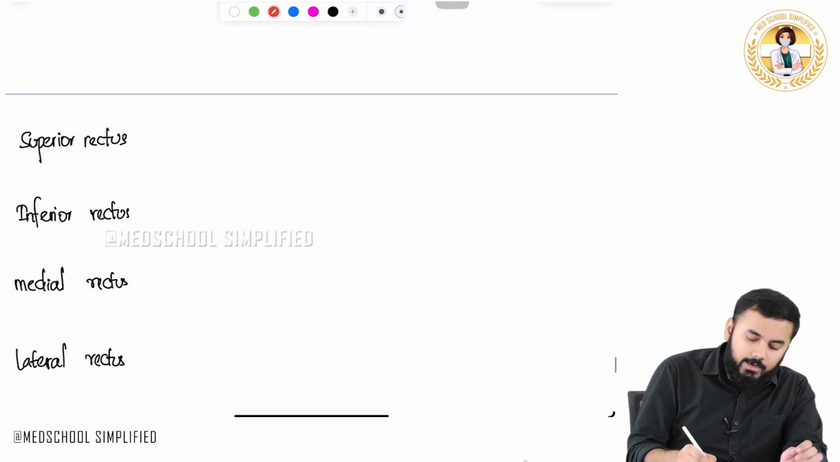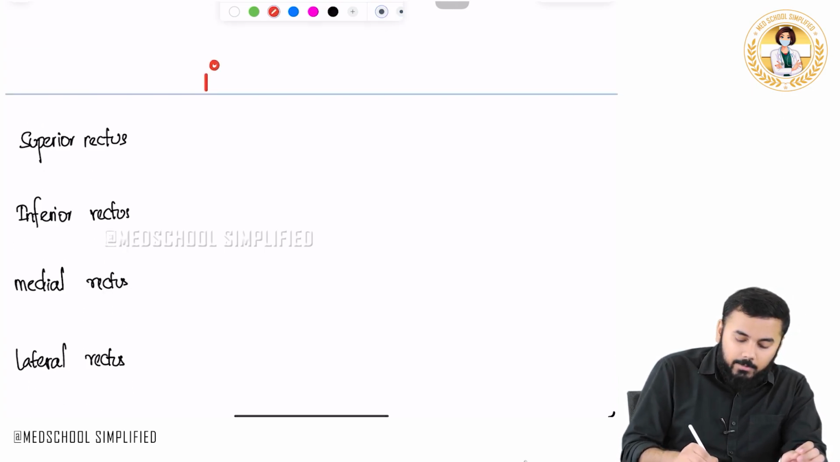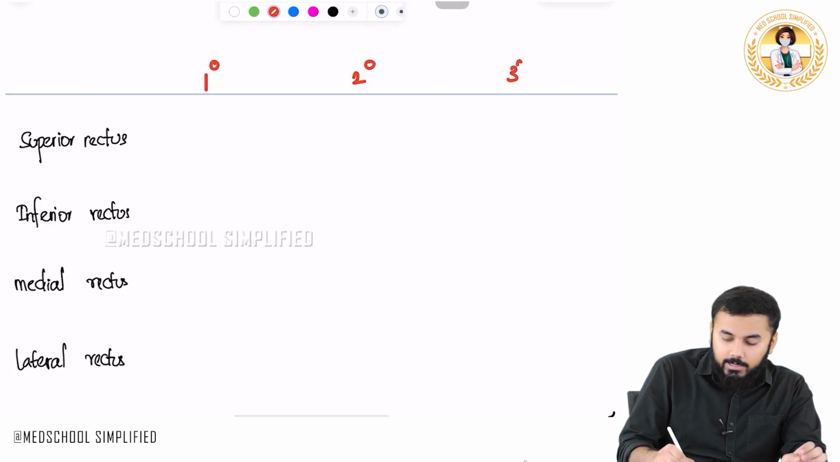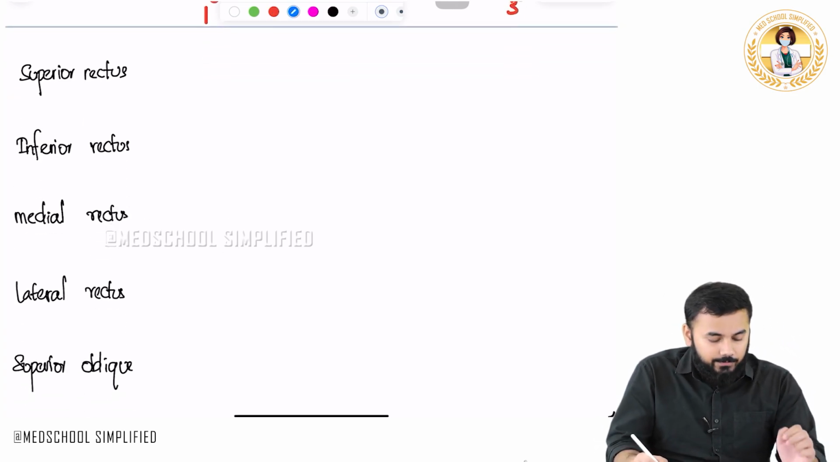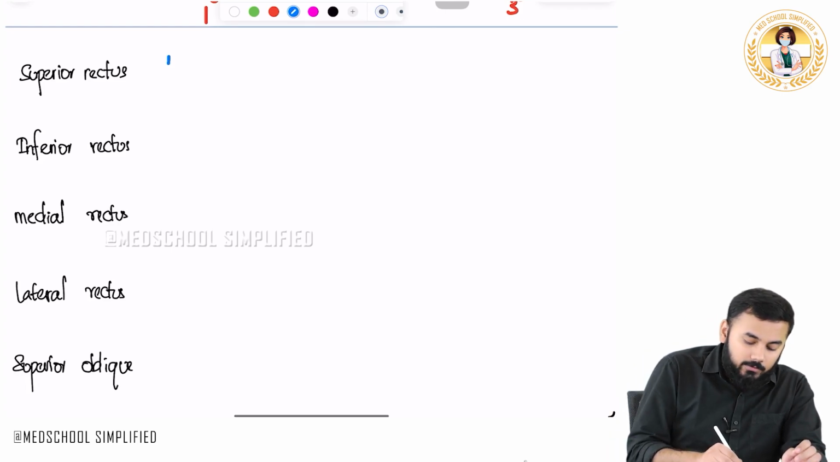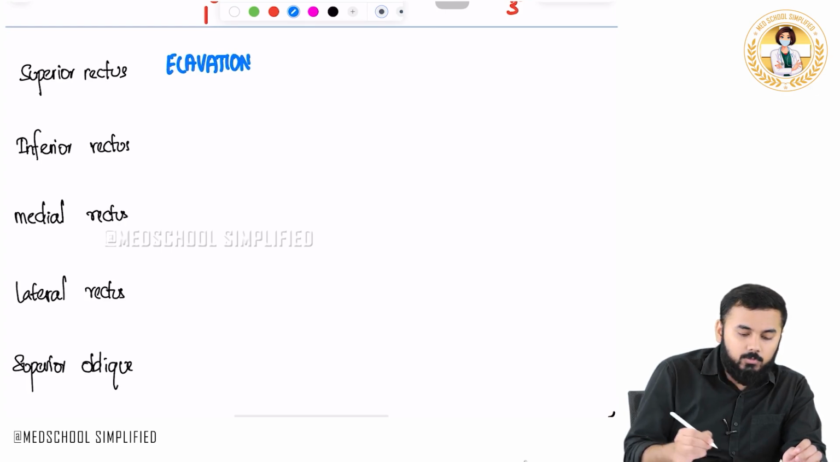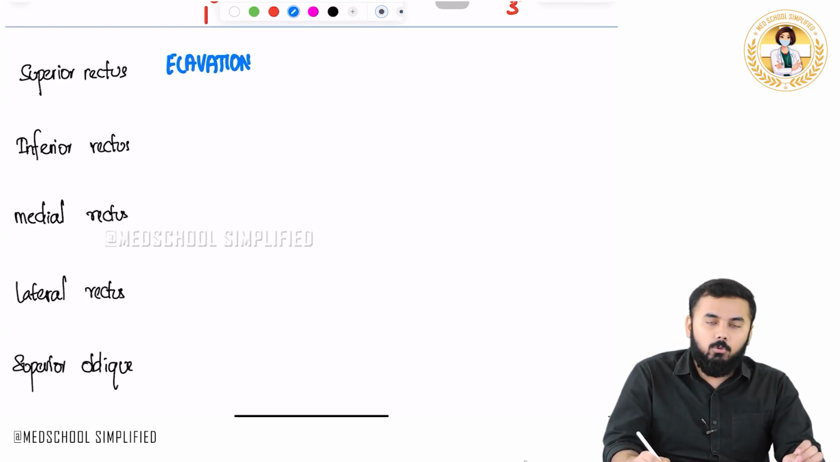Now coming to this superior rectus: primary action, secondary action and tertiary action. What are the 3 actions? When you look at the primary action, superior rectus is responsible for the elevation of the eyeball.